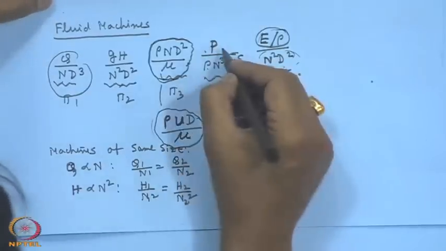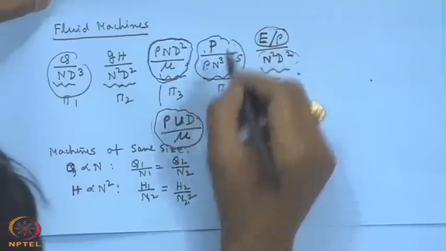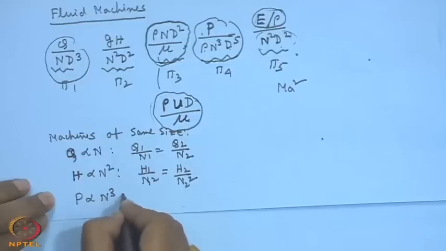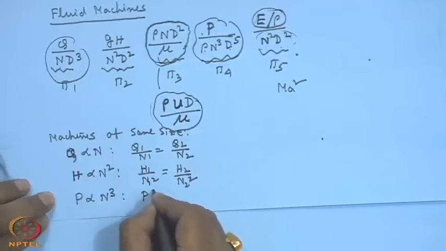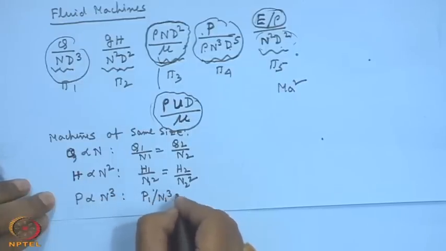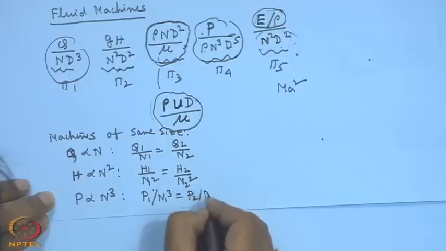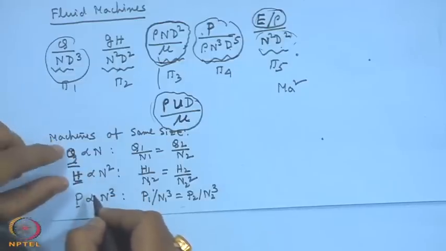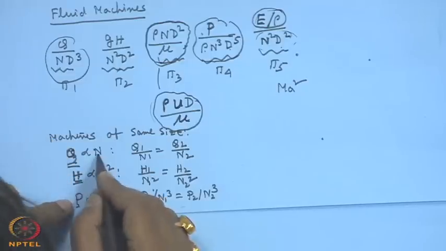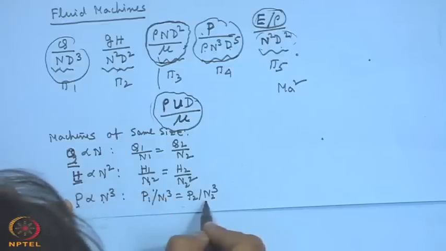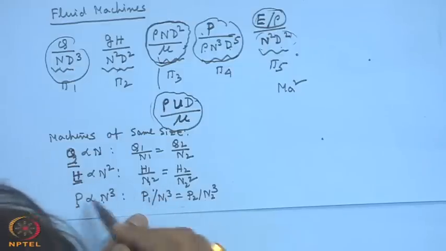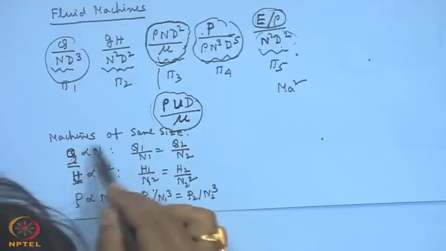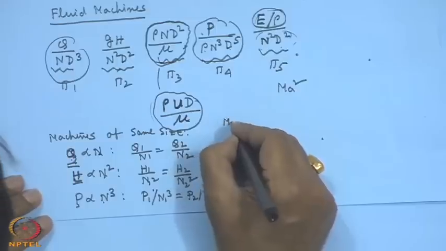Similarly, if we take this term, then we can write that power is proportional to N cube. That means this is the scaling law, P1 by N1 cubed equals P2 by N2 cubed. We are interested in three quantities Q, H and P, and the multiplication of Q and H gives power. If Q is proportional to N and H is N squared, it has to be N cube. That means power is proportional to N cube, head is proportional to N squared, and Q is proportional to N for the same size machine.